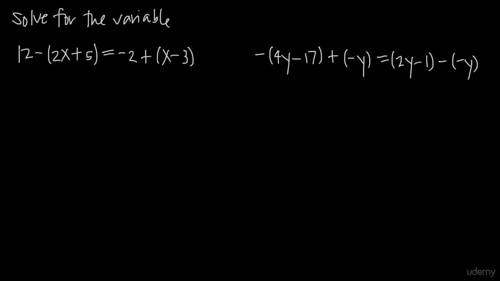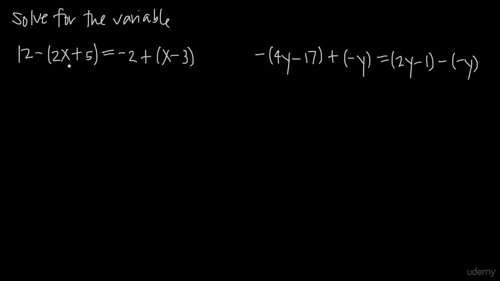In this video, we're talking about simple equation solving and how to solve equations when there are parentheses inside of the equations. So in this first example, we have 12 minus the quantity 2x plus 5, where we have 2x plus 5 inside parentheses, is equal to negative 2 plus the quantity x minus 3, where we have x minus 3 inside parentheses. So sometimes people think that the equation is somehow changed when we have parentheses involved, but really it's no different. It's just about order of operations and the distributive property.